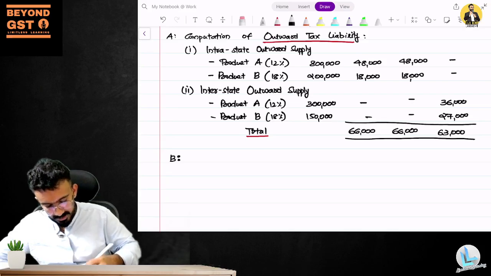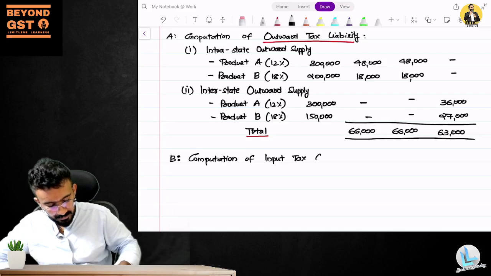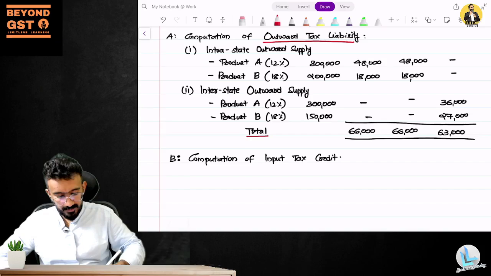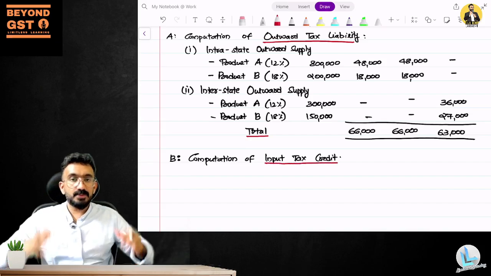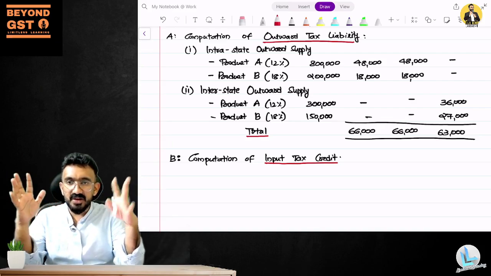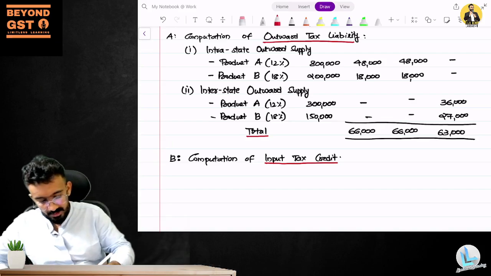Now let's look at part B. What is it that we do in part B? Computation of input tax credit. I'm finding out what my ITC is. Now I'm not even doing set off anymore. I'm just consolidating everything and then finding out what will be my outward tax liability and what would be my input tax credit. That's it.